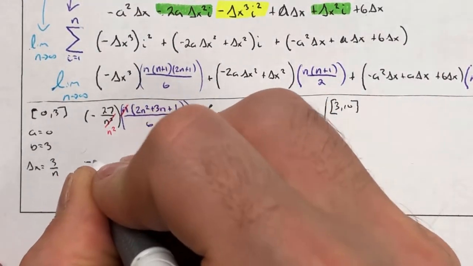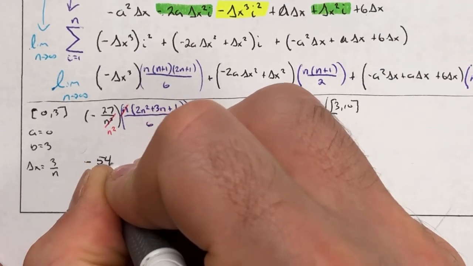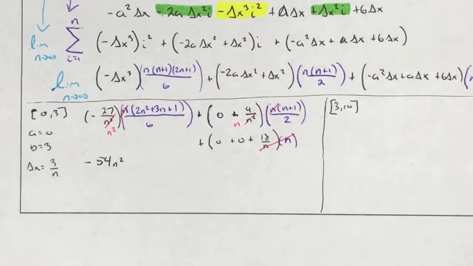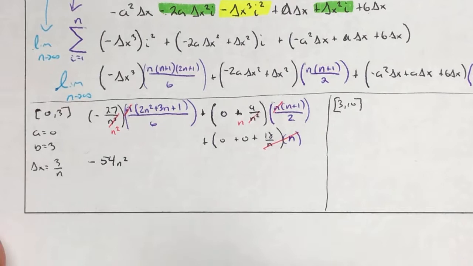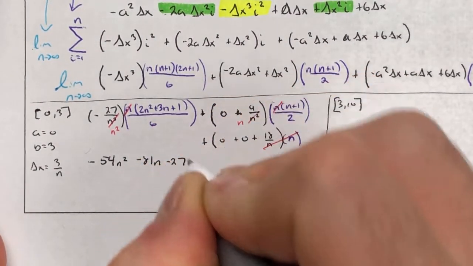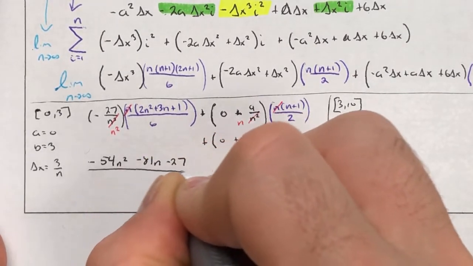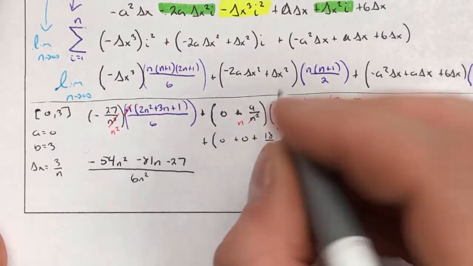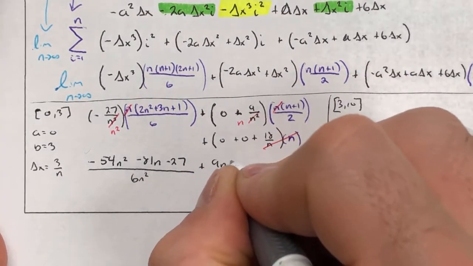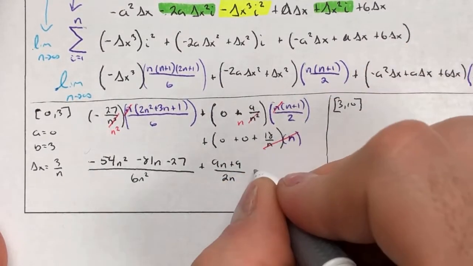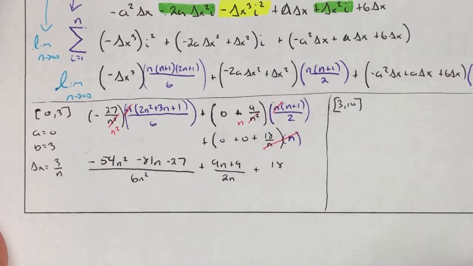This will give me a negative 54n squared. 27 times 3, that's going to give me, make sure my arithmetic is good, negative 81n minus 27 all over 6n squared. Those two n's cancel out. I have 9n plus 9 all over 2n. And this I have plus 18.